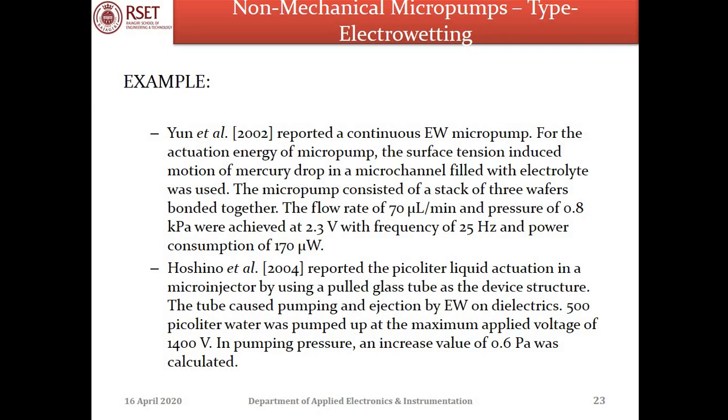So with that I conclude this particular presentation. I hope you have been amply addressed with different types of micropumps, both mechanical and non-mechanical. So we have found that mechanical ones have moving parts, while non-mechanical ones have the mechanisms or the actuations converted into kinetic momentum. Thank you.